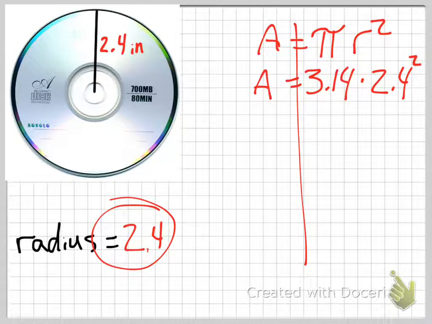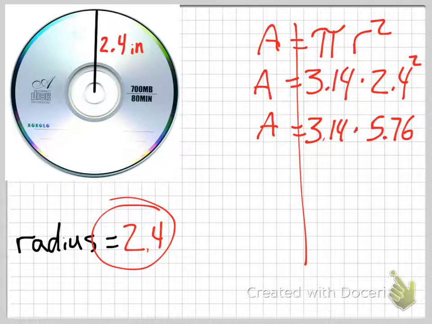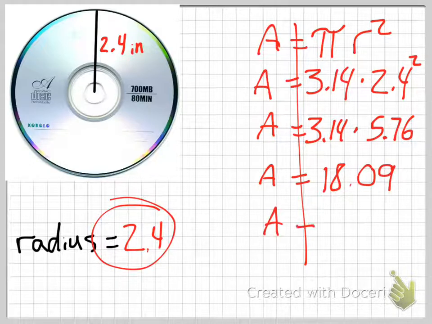Now, when you square 2.4, you're going to get 5.76. So if you came off to the side and you multiplied 2.4 times 2.4, you would get 5.76. Okay, then we multiply 3.14 times 5.76. Then when you go off to the side on that one and multiply 3.14 times 5.76, you would get that the answer is 18.09, which we would just round down to area equaling 18 inches squared.